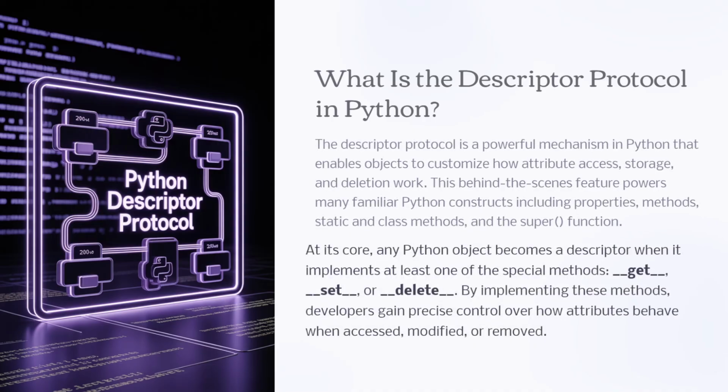At its core, a Python object becomes a descriptor when it implements at least one of the special methods: __get__, __set__ or __delete__. By implementing these methods, developers gain precise control over how attributes behave when accessed, modified or removed.